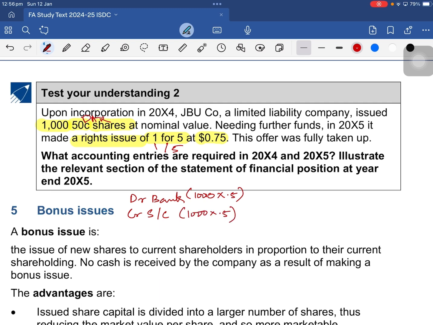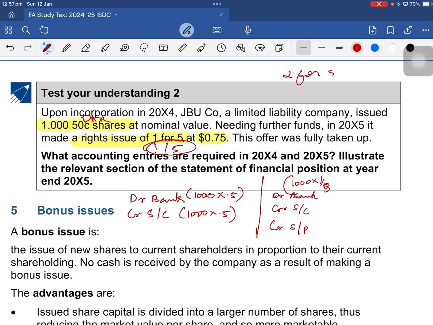Then the second time, what did you do? You took a rights issue, right? So again, debit bank, credit share capital, and credit share premium, because it was given for more than the par value. Clear? So in the bank, what is the existing shares? 1000, right? And then you're going to take up the fraction, that is 1000 into 1 by 5. Clear, no? 1 for 5 means 1 by 5.